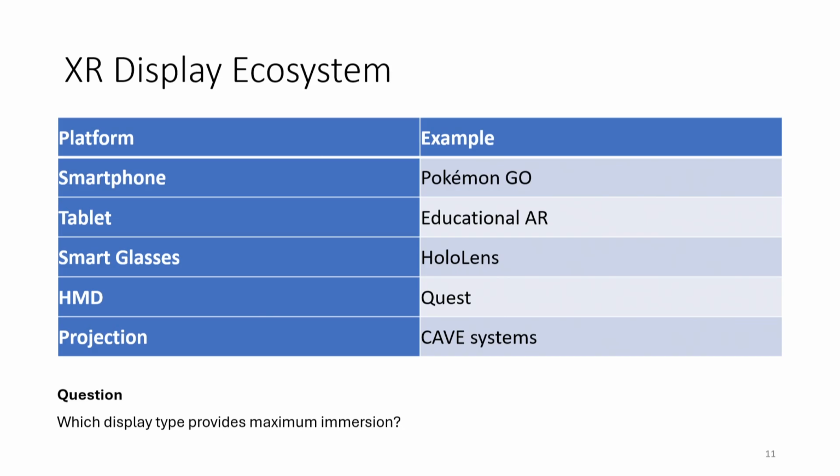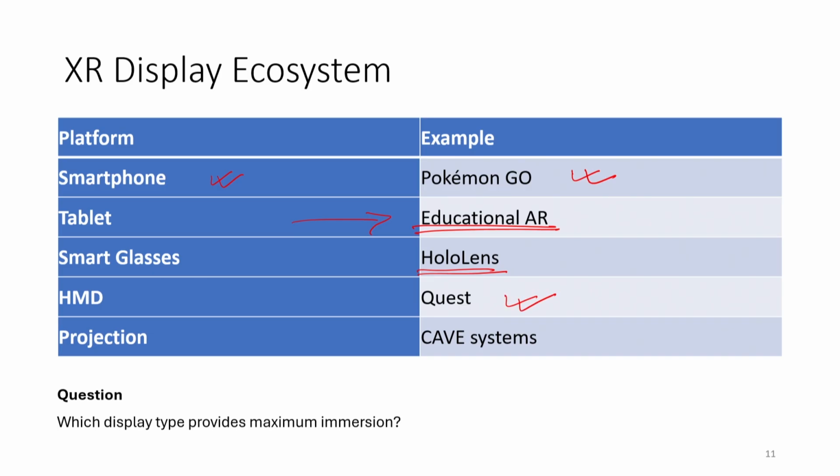Now, the various platforms that have different types of XR displays. For instance, Pokemon Go is an app that uses your smartphone. Your tablets will usually carry a number of educational augmented reality apps. Smart glasses such as HoloLens have their own display methods in which there is a small camera attached to a glass that you wear. Then there are complete head mounted displays as in the Quest or the Apple Vision Pro.